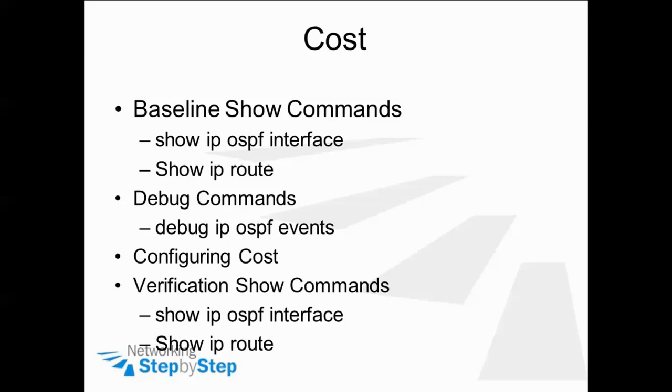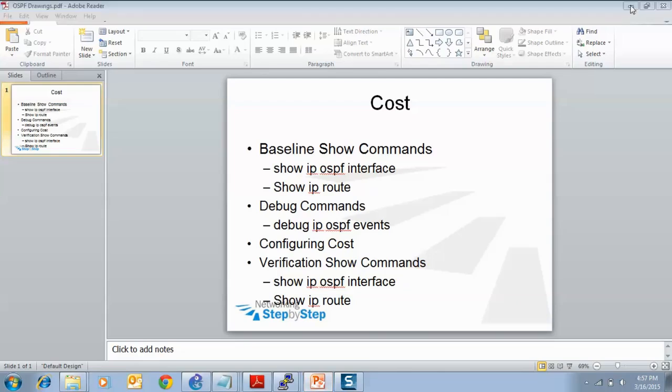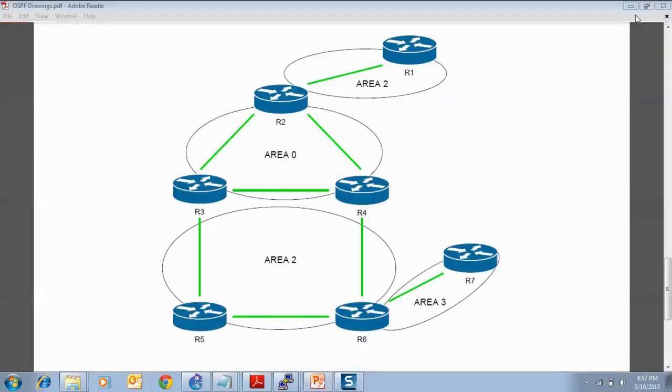Finish with the same baseline command show IP OSPF interface and show IP route to see what changed. Let's look at the network topology. I will configure OSPF cost on router 2 and router 3.